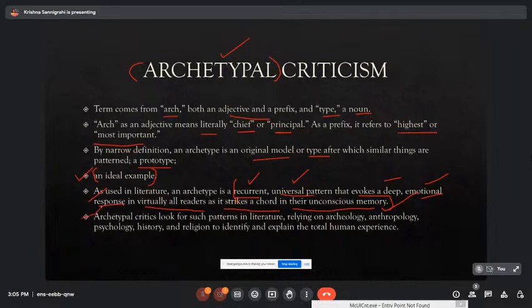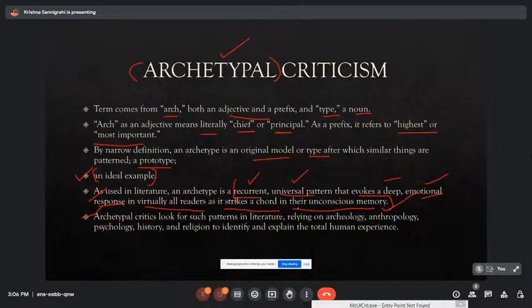Now, archetypal critics look for such patterns in literature, relying on archaeology, anthropology, psychology, history, and religion to identify and explain the total human experience. So, what do the archetypal critics do? They look for such patterns in literature. And where do they find these patterns?